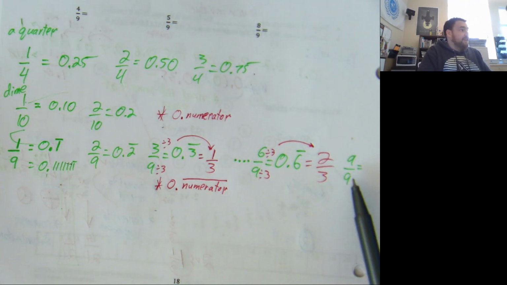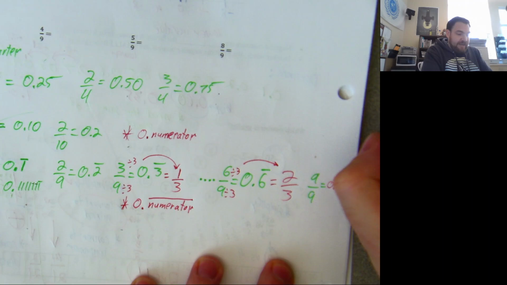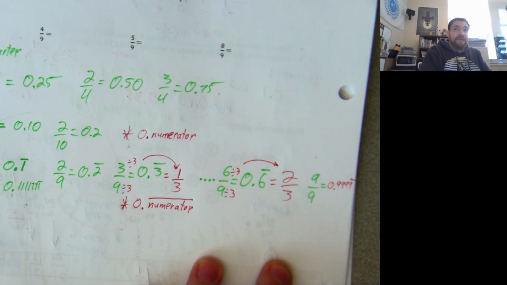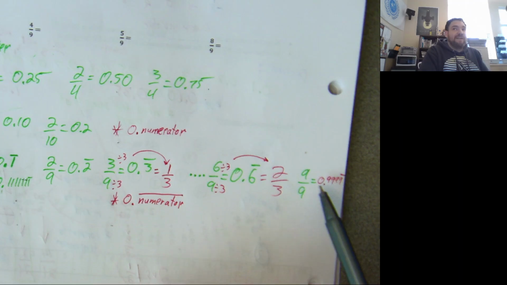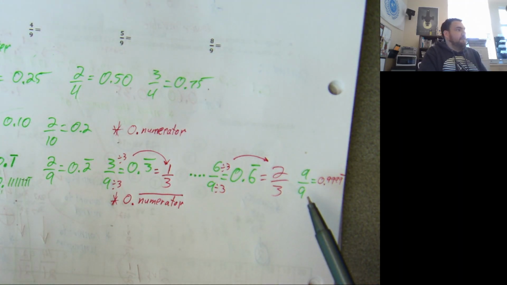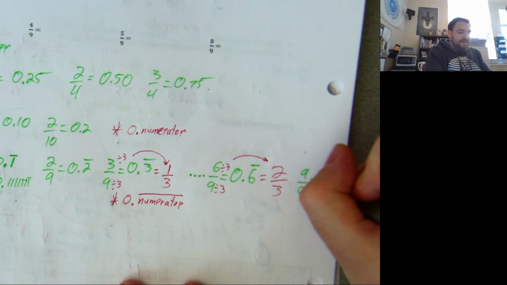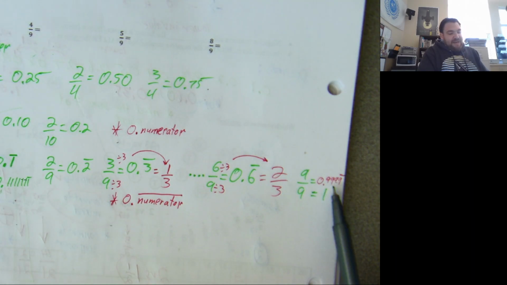So 9/9 is supposed to be what as a repeating decimal? Yeah, it's going to be 0.9999 going on forever repeating. But what is a number divided by itself? Also going to be equal to 1. And what that means is that 0.9 repeating and 1 are actually the same number, which makes some people very angry.